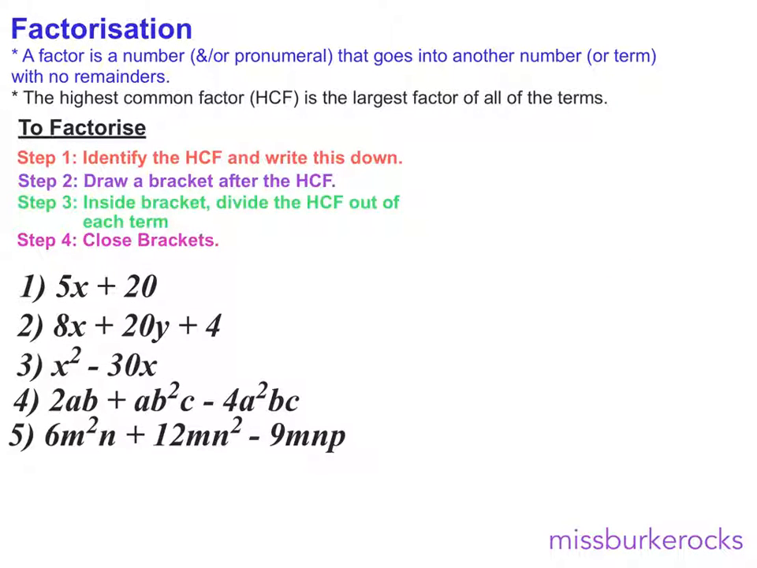Looking at number 4, we have 2ab plus ab squared c take 4a squared bc. So again, we need to have a look at what our highest common factor is. So there's no numbers that go into 2, 1 and 4, other than 1, so we don't write that down. So we have a look to see if we've got any pronumerals. So all of them have A in them, so we're going to write our A. And all of them also have B, so I'm going to write my B. Then I need to put my bracket in.